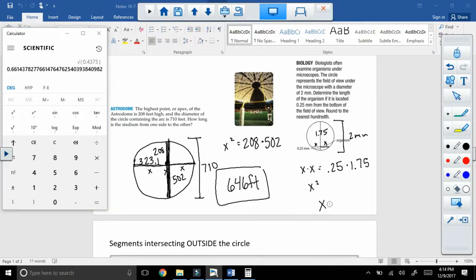I don't need to double it here because I'm not finding the whole way across. I'm just finding the length of the organism, and that organism is right there.